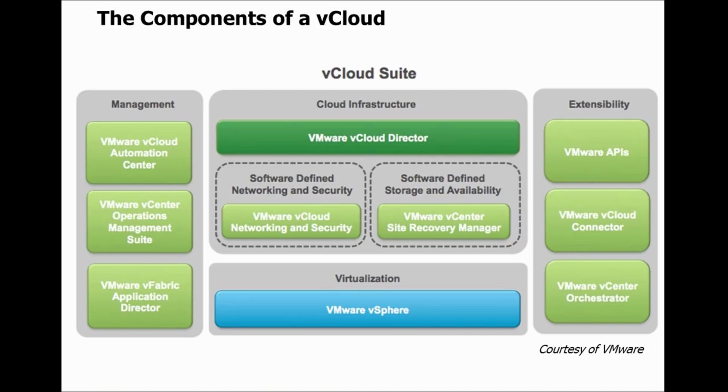vFabric Application Director is kind of similar in nature, but it's focused more on the applications that live within the virtual machines. Now on the right side, you've got the extensibility that feeds into this cloud suite. You've got things like APIs that can be called in order to execute things within your cloud so that you can use other products to tell your cloud what to do. You've got Cloud Connector, which allows you to import and export vApps into and out of your cloud. And you've got vCenter Orchestrator, which isn't necessarily tied directly to the cloud, but can talk to the vSphere layer and the cloud layer in order to make workflows, to make processes that can be automated.